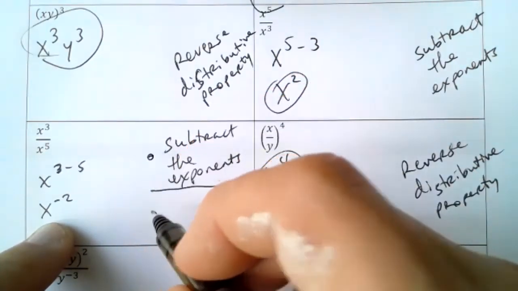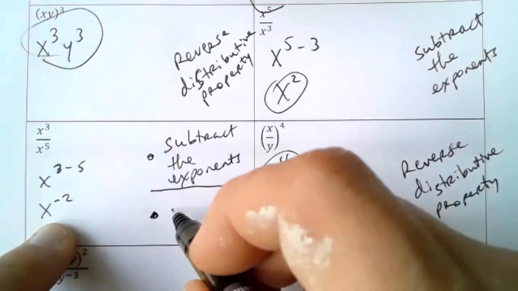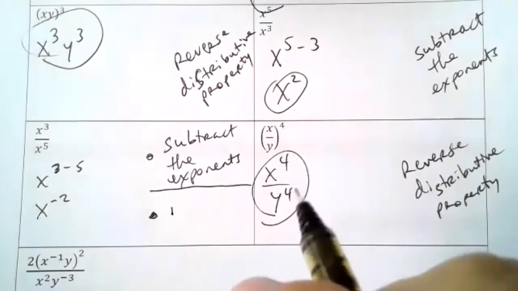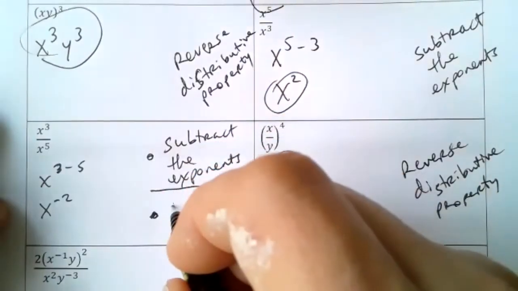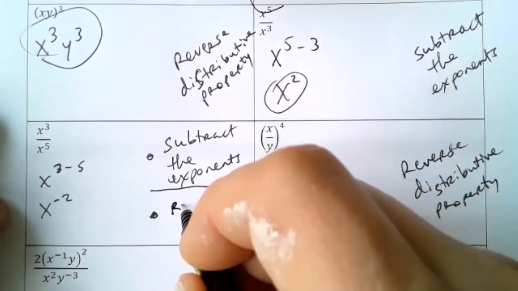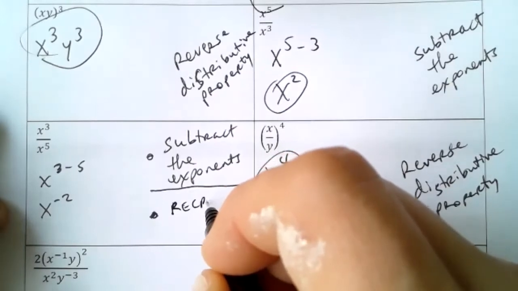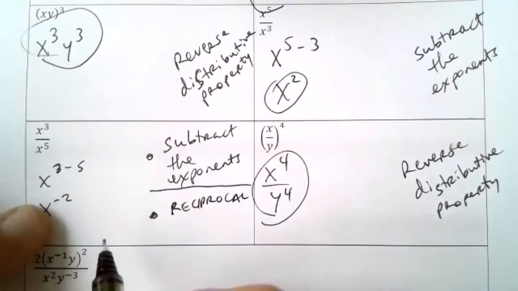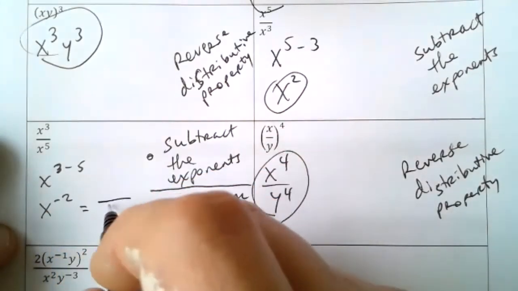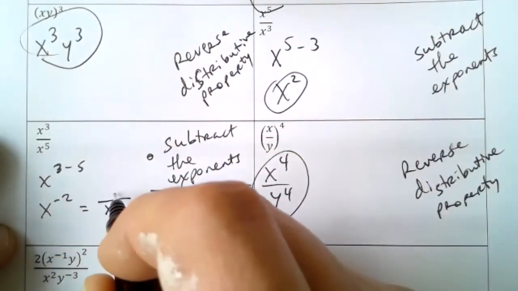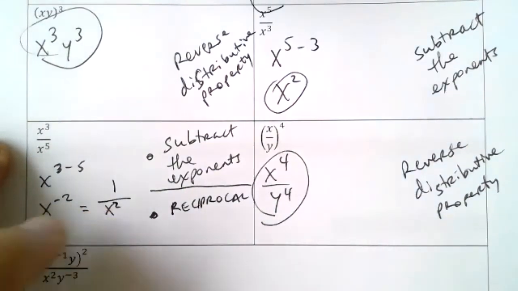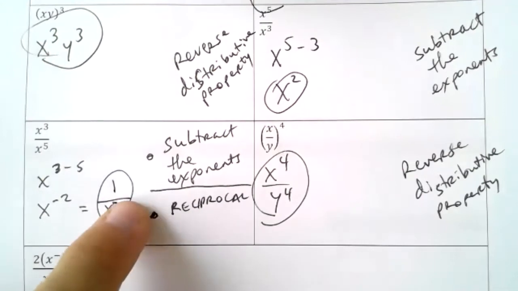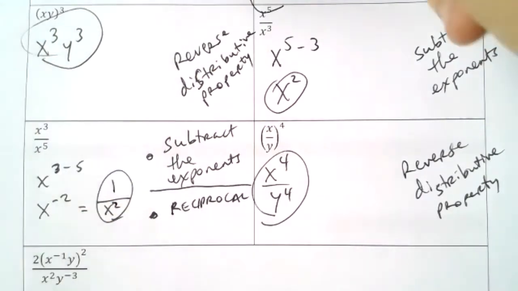So that's step one. Step two is going to be, what did we say? How did I say I was going to say this? Bottom of the fraction. So we could say reciprocal. So we're going to put this on the bottom of the fraction. So in other words, this goes down here. And what goes on top is a 1. And you're done. There's the answer. Okay, so this reduces down to this, they're equivalent.